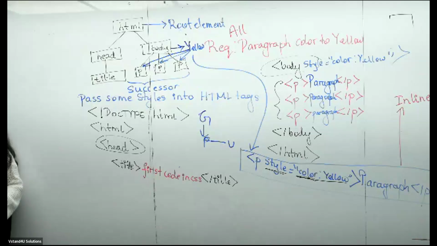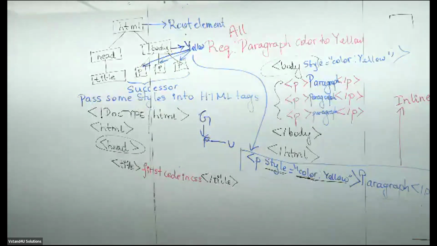Guys, any doubts, ask now only, please. Any doubts? So what do you mean by cascading? What is cascading, everyone? Pour something into the successor. What is successor? Successor is nothing but all your child elements. In general terms, what can I call that pour into successor? Pass some styles into the HTML tags. Clear? Any doubt? So you understood what is cascading. If someone asks you what you mean by cascading, you will say pour something into the successor.